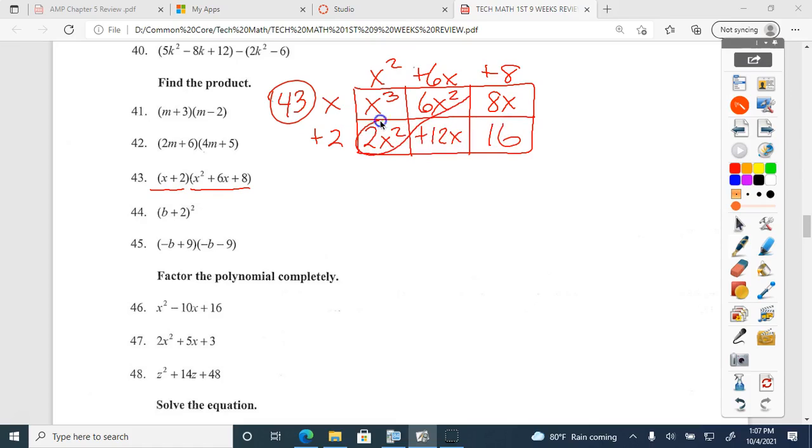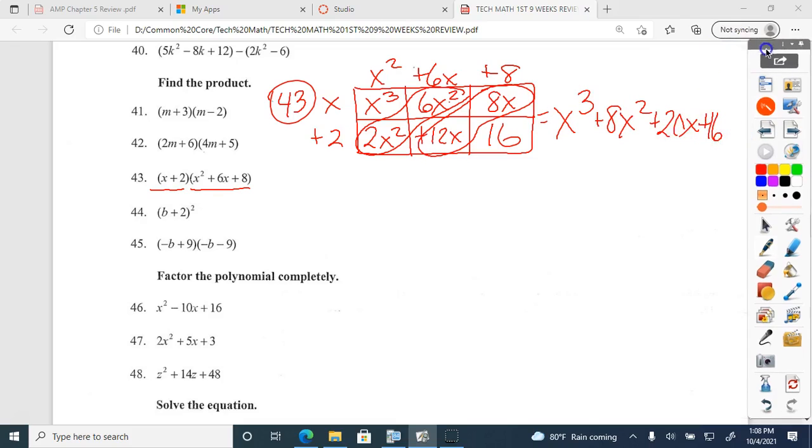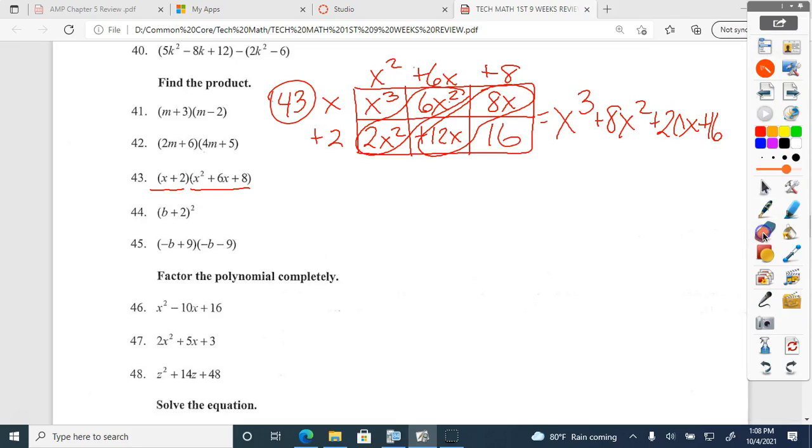So we have a couple of like terms here. So my final answer will be x to the third, 6 and 2 make 8x squared, 8 and 12 makes 20x, and then plus 16. That's ugly.